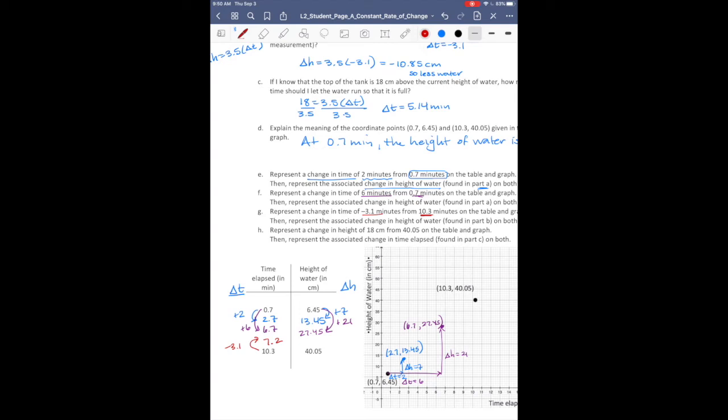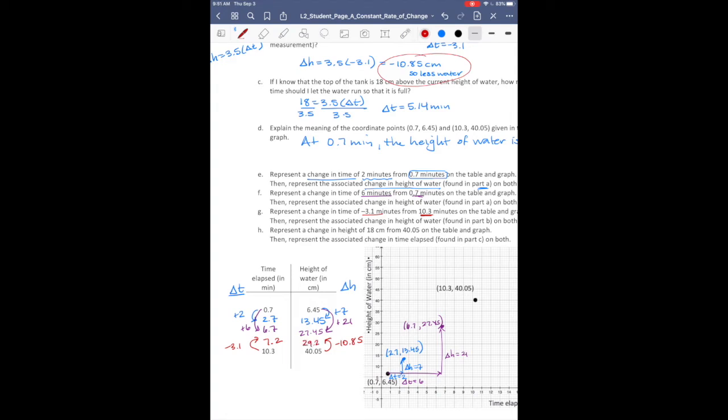And in that 3.1 minutes earlier, we found that the height of the water was 10.85 centimeters less. So we actually need to decrease by 10.85 centimeters. So if I decrease by 10.85, then I'm now at 29.2 centimeters.